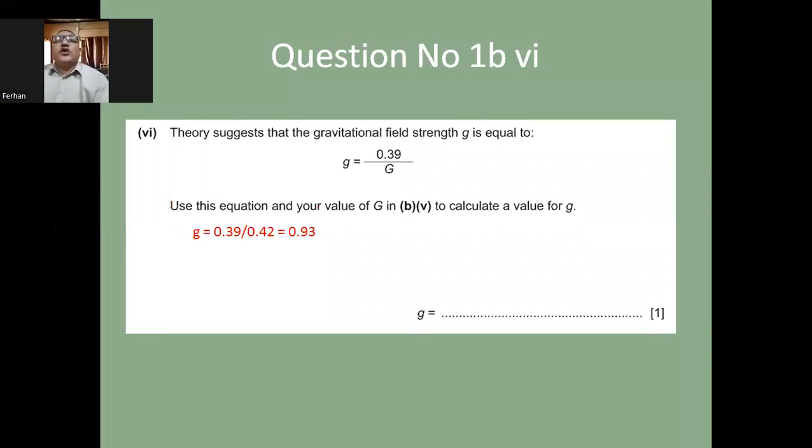Okay. So 0.39 divided by our capital G value, which was 0.42. So when you divide them, you get this value 0.93. So this is how you do this part.